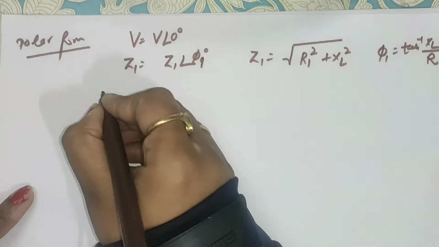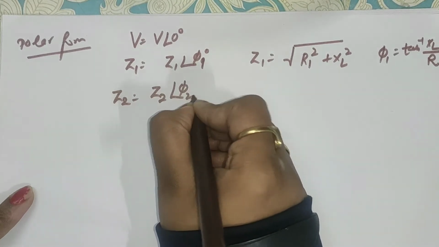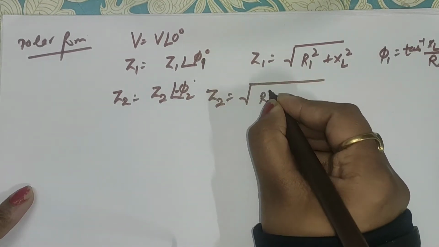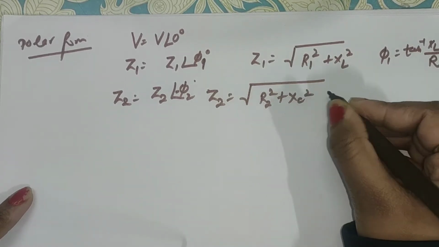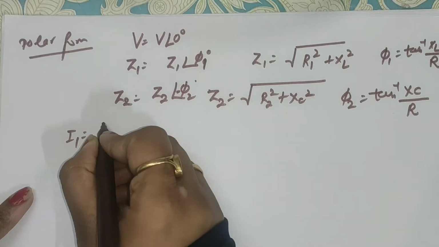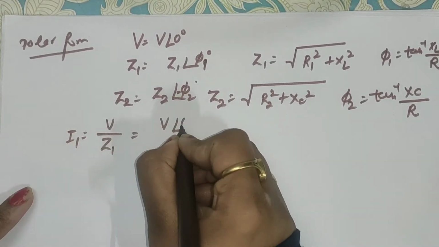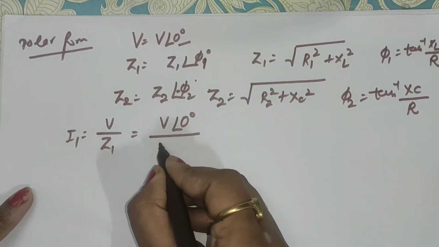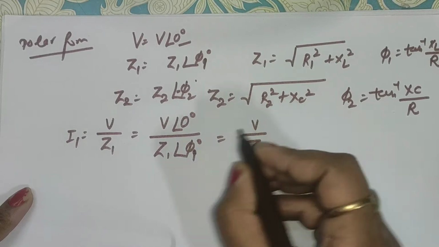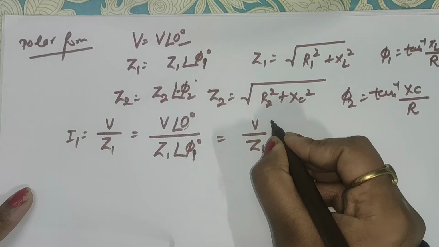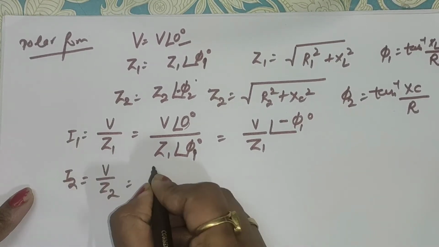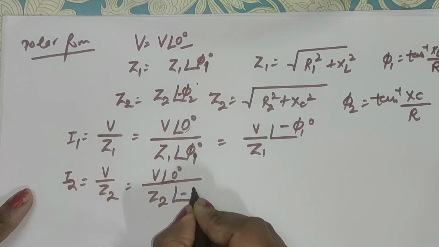Now Z2 is Z2 angle minus phi 2, minus because of the capacitance. Z2 will be the square root of R2 square plus XC square, because of the square the value will be plus. Now phi 2 equals tan inverse of XC upon R. Now I1 will be V upon Z1, that is V angle 0 upon Z1 angle phi 1, because angle 0 is the reference angle. If you solve this, 0 minus phi 1, that will be minus phi 1 degree. Now I2 will be V angle 0 upon Z2 angle minus phi 2.